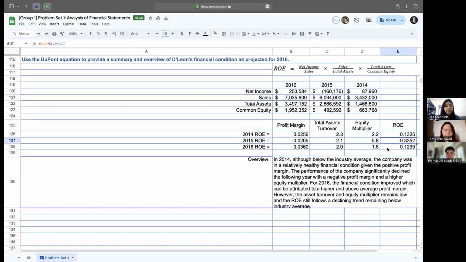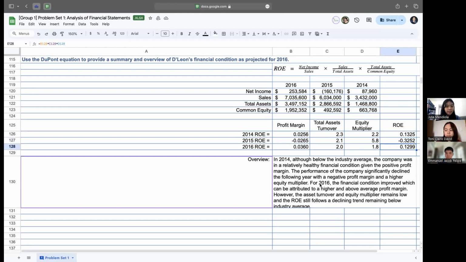And finally, we have to provide a summary and overview of De Leon's financial condition as projected for 2016, using the values we computed. Here we find that in 2014, although below the industry average, the company was in a relatively healthy financial condition given the positive profit margin. The performance of the company significantly declined the following year with a negative profit margin and a higher equity multiplier.